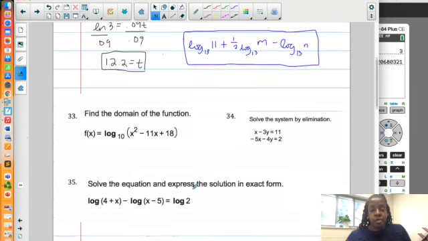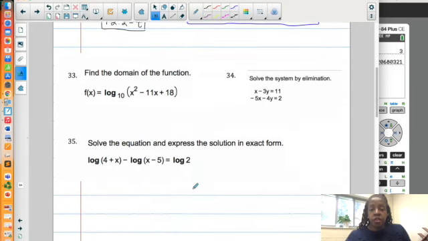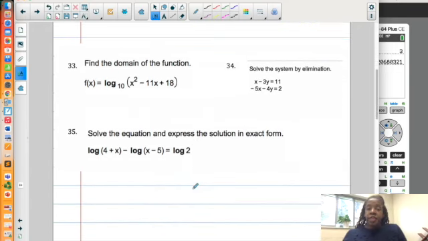She, B, and me. All right, now for the next three that we're working on. Find the domain of a function. Now remember how a logarithm looks. It's the inverse of an exponential function.